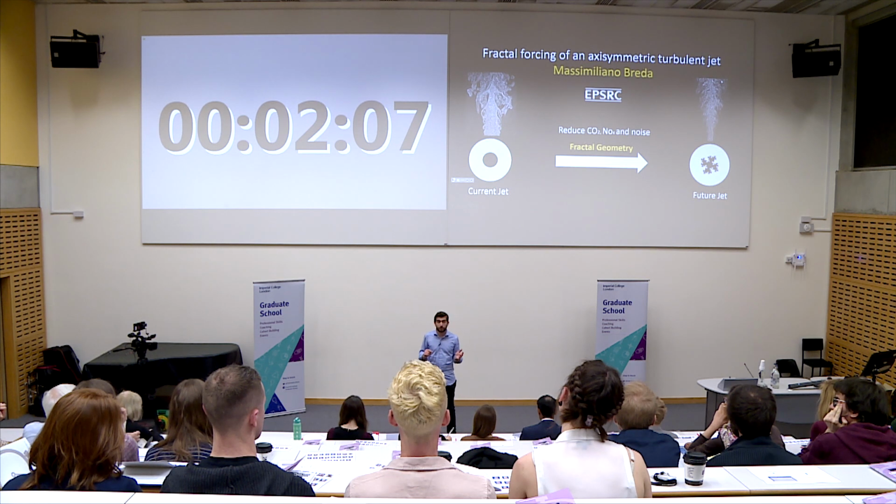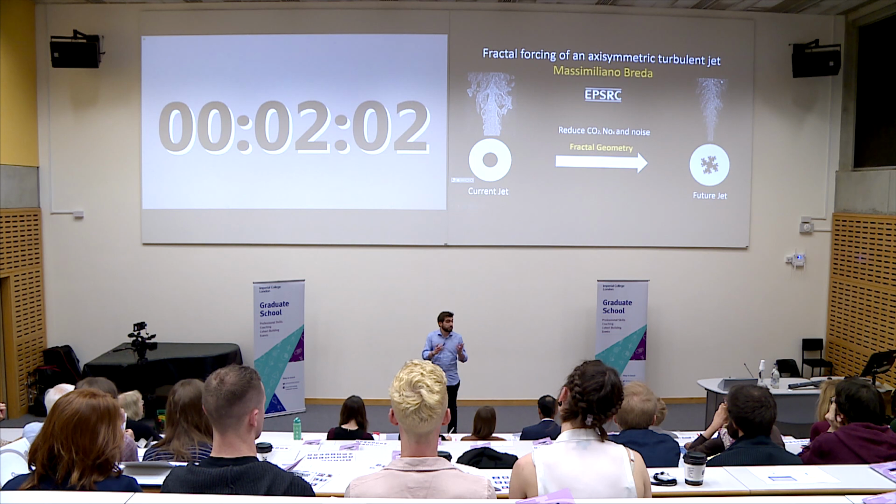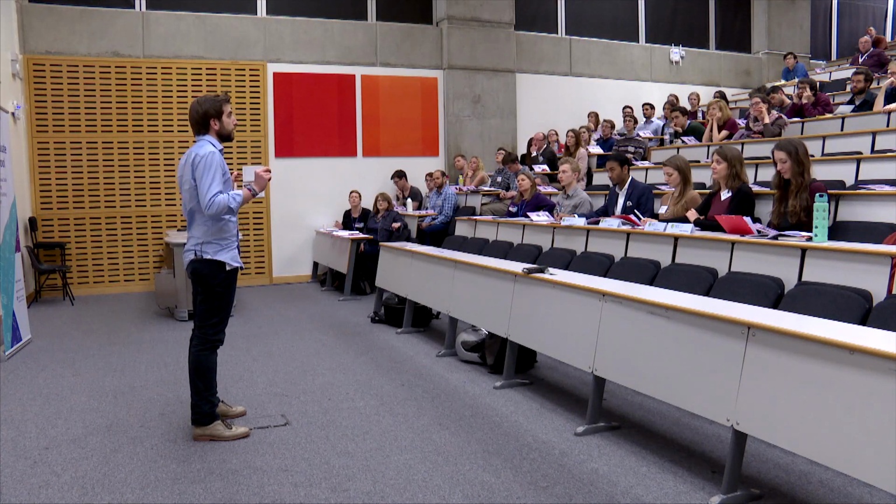Fractality is very common in nature, for example in broccoli, snowflakes, rivers, trees. And in my case, I decided to take a segmentation pattern and use it at the exit of the jet to achieve the shape you can see.